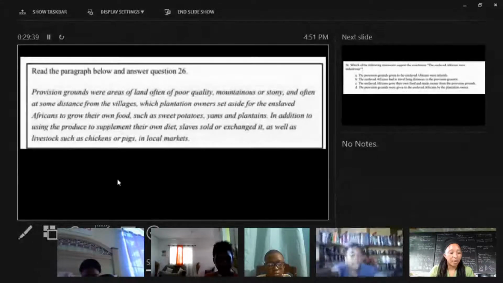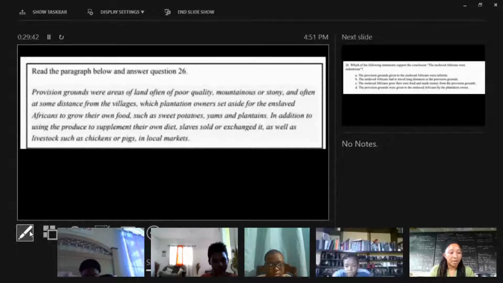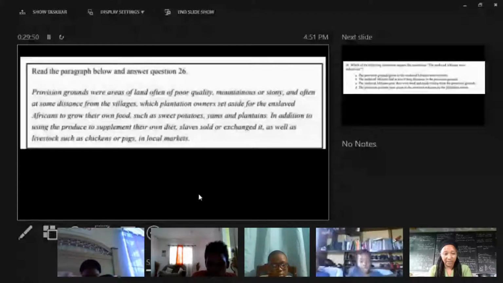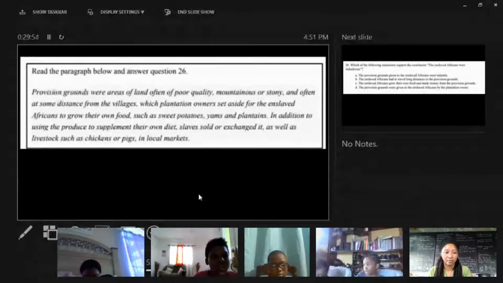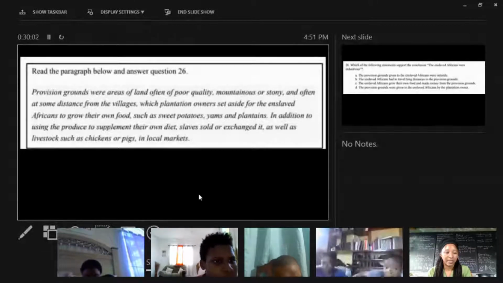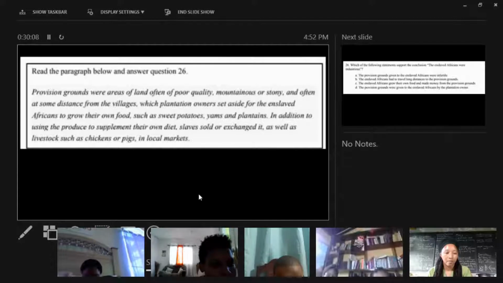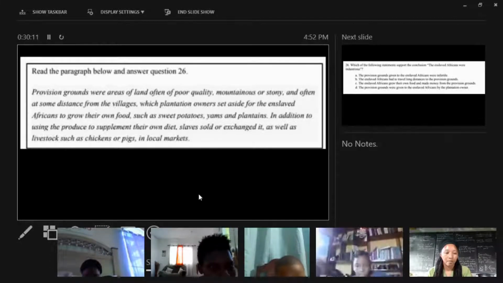Jaden, but you know I should be marking the answers. Jaden, read this please. Okay, miss. Read the paragraph below and answer question 26. Wait, it's really blurry. You're not able to see it? It's like I can't see, but it's just really blurry. All right, let me ask someone else. Maybe they can see better. Madison, can you see the screen? Yes, Miss, I can. All right, read it for me, please.